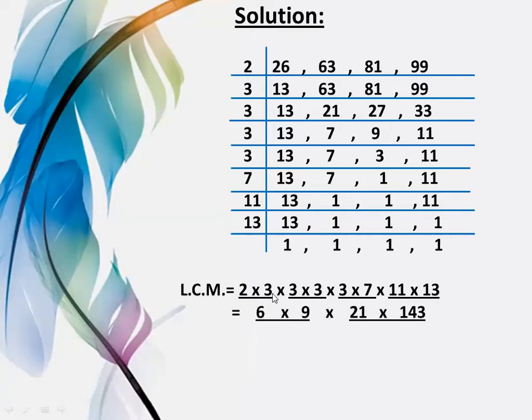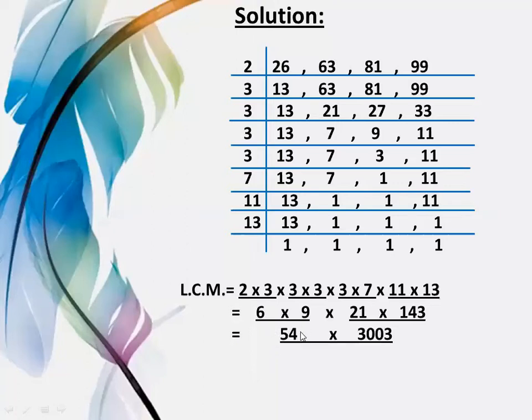So 2 multiplied by 3 will become 6. 3 multiplied by 3 will become 9. 3 multiplied by 7 will become 21. And 11 multiplied by 13 will become 143. In the next step, again, you will make the pair. Why are you making the pair? Because it makes your calculation easier.